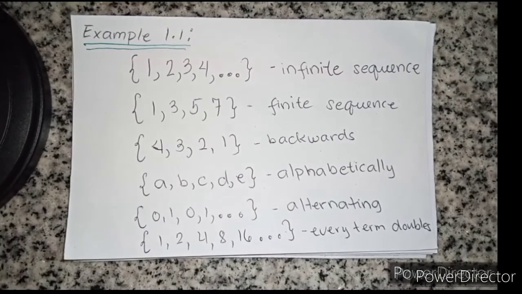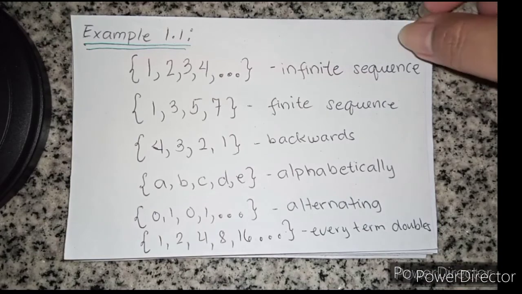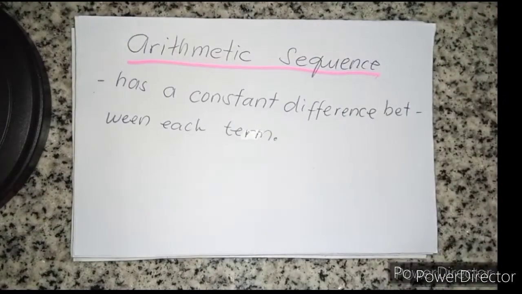So now let's discuss the two types of sequence. First, we have arithmetic sequence. An arithmetic sequence has a constant difference between each term. Once you add or subtract on each term, the answer is equal.